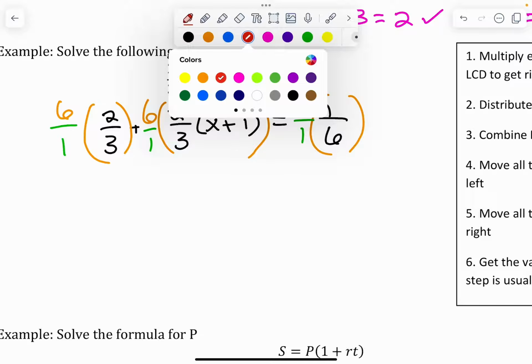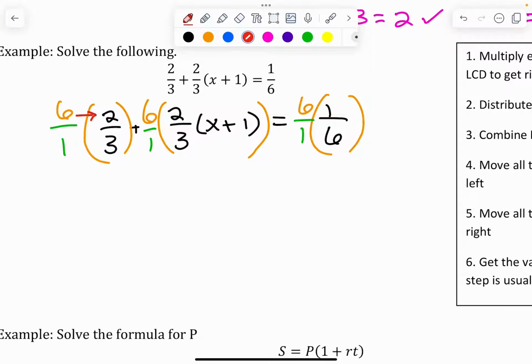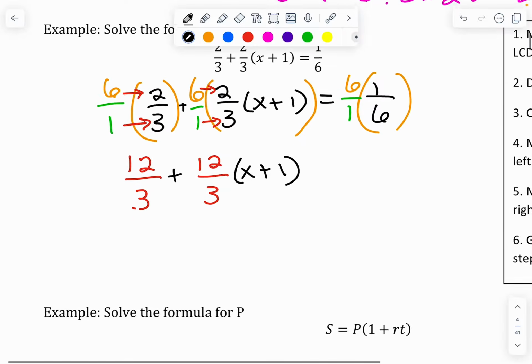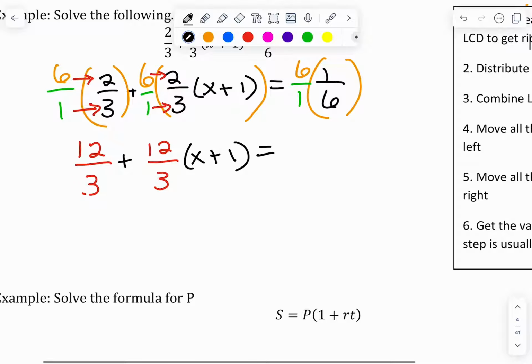So now we're going to do this. 6 times 2 is 12. 1 times 3 is 3. Then we have 6 times 2 is 12. 1 times 3 is 3. And x plus 1 stays the same. And then we have 6 times 1 is 6, and 1 times 6 is 6.